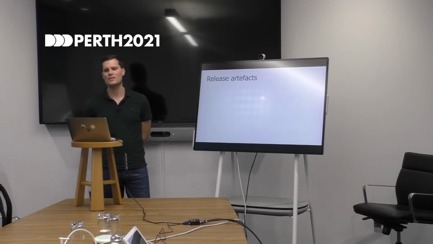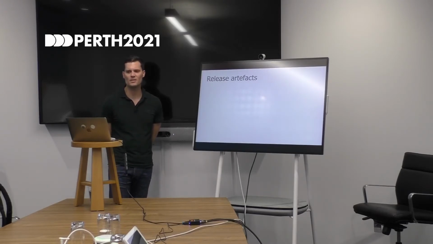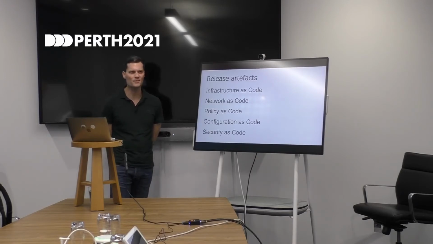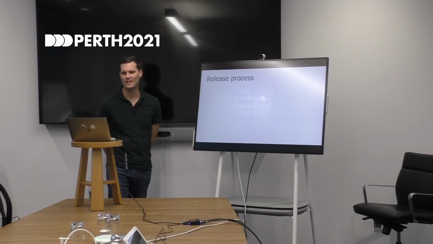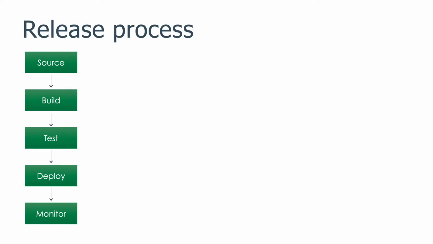So what are the release artifacts in YAML when using Kubernetes manifests or AWS CloudFormation? It's not just infrastructure as code, it's also network as code, policy as code, configuration as code, even security as code, all of the things as code. And let's take a little look at the release process. It makes sense to use the same source, build, test, deploy, and monitor pattern that we use with our application code. So this little example here is in relation to my home automation project.